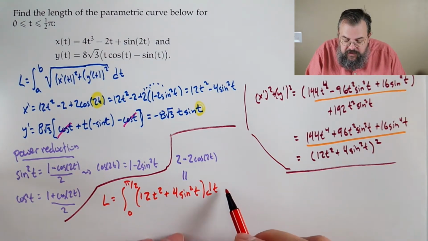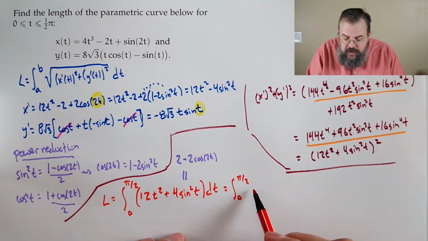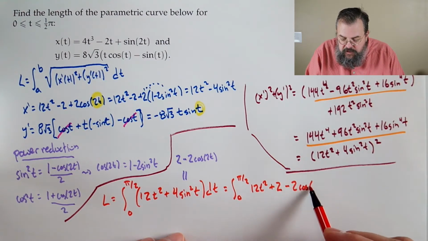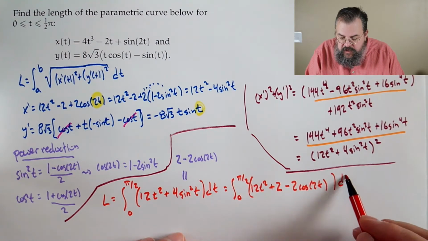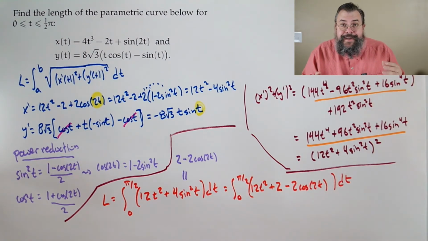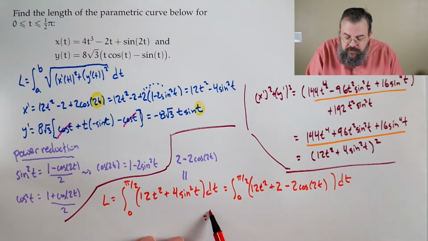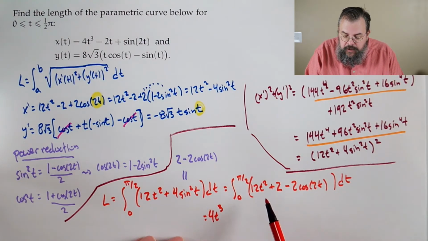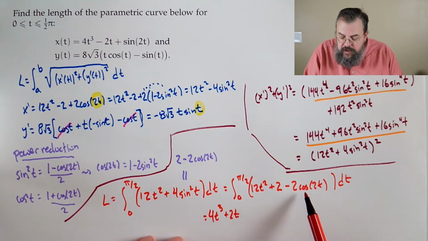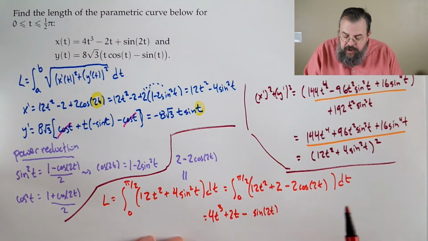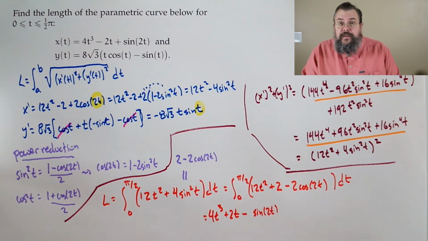So we now have, this is really the integral from 0 to pi over 2 of 12t squared plus 2 minus 2 cosine 2t dt. All right, integrate. Integral of 12t squared, you'd add 1, get t cubed, divide by 3, which will give us 4t cubed, plus 2t. And then when you integrate cosine, positive sine, so there's still going to be a minus. It'll be sine of 2t, but we need to divide by 2. Well, there's already a 2 there, so that would leave us with a minus sine of 2t.